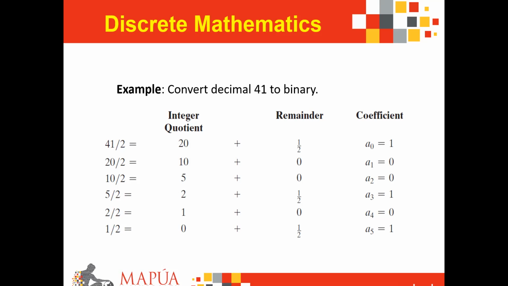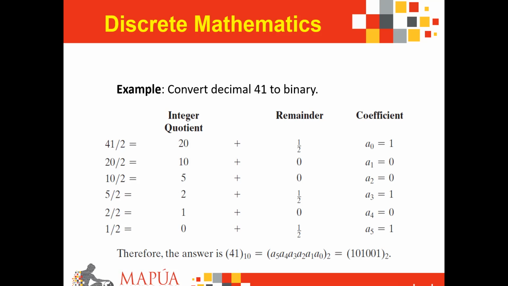And then if we divide 5 by 2, we end up with 2 with a remainder of 1. And then when we divide 2, you end up with a quotient of 1 with a remainder of 0. And finally, if we divide the quotient 1 by 2, we end up with a value less than 1. Therefore, we end up with 0 plus your corresponding remainder 1. Therefore, 41 base 10 is equivalent to 101001.